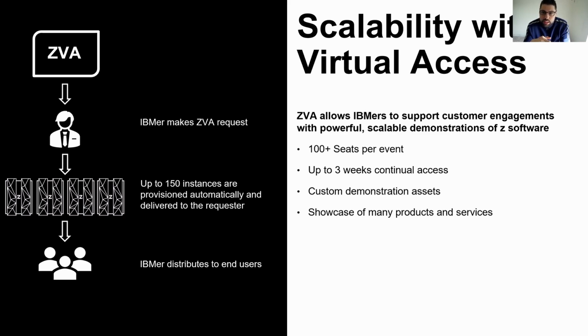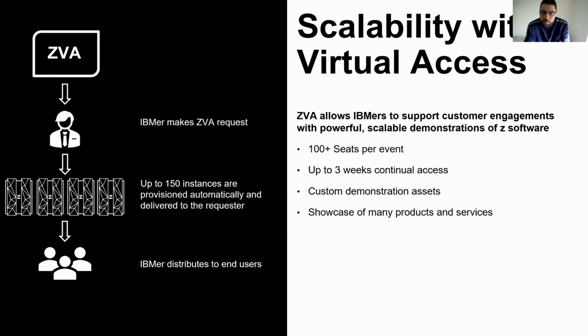ZVA is basically an expanded version of Z Trial. Whereas Z Trial, you're requesting one instance for 3 days, ZVA allows us to provision out up to about 150 instances for far longer periods of time. That's why it's restricted to IBMers at the moment, just to make sure that people are using it responsibly. But we know that the demand for using it in this way is there, and we want to support it within the white space that we've got as much as possible.